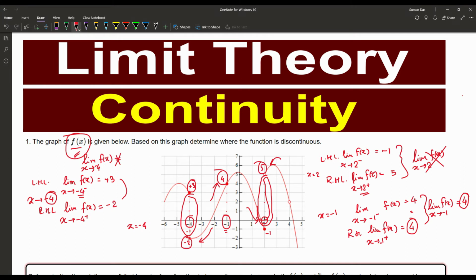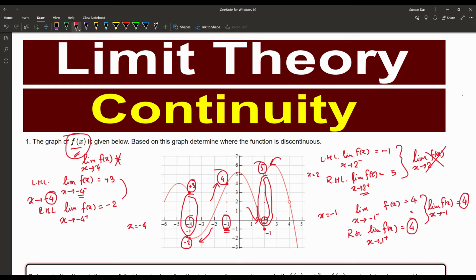Now you can check the diagram here. We can see that there is no break, no hole. The function graphically moves continuously. So once again the function f(x) is continuous at the point minus 1, but discontinuous at the points x equal to minus 4 and x equal to 2.